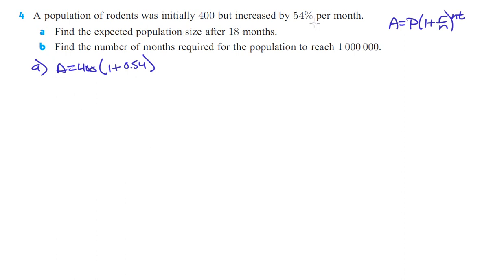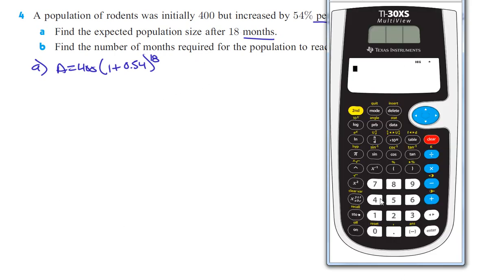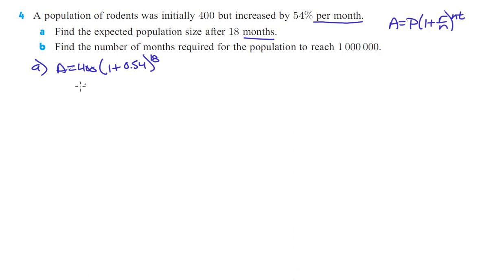Since this is increasing by 54% per month, we just want to know how many months there are, so it's going to be 18. You don't have to convert those months into years. Okay? So let's see, we've got 400 times 1 plus 0.54 all to the 18th power. That's going to be pretty big. 949,364. That's a lot. Okay, so yeah, that's a lot of rats.